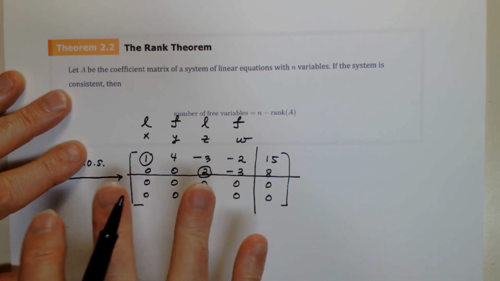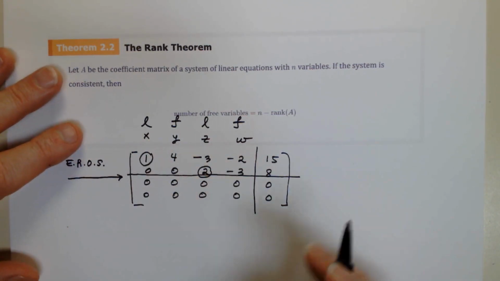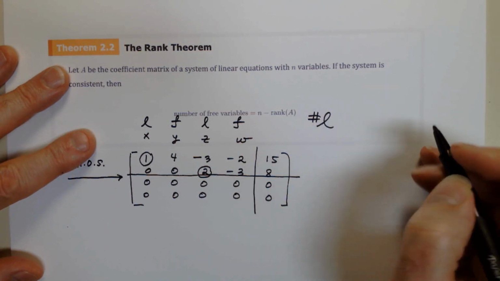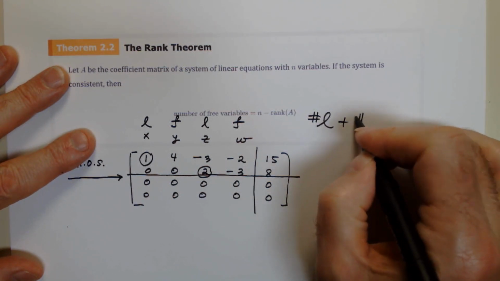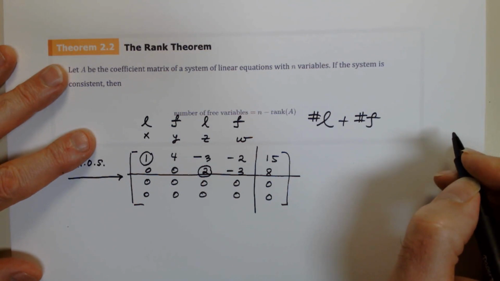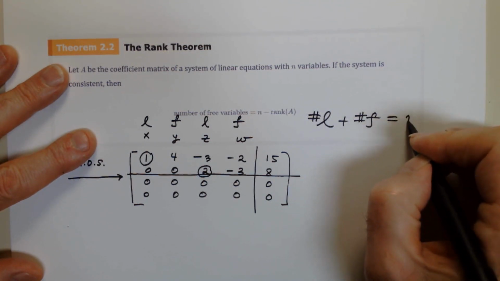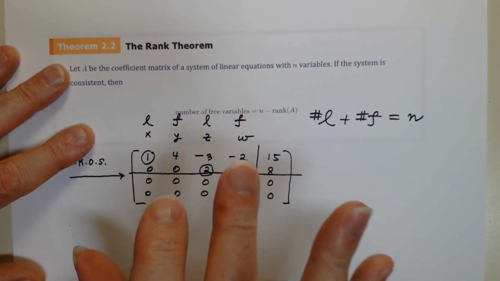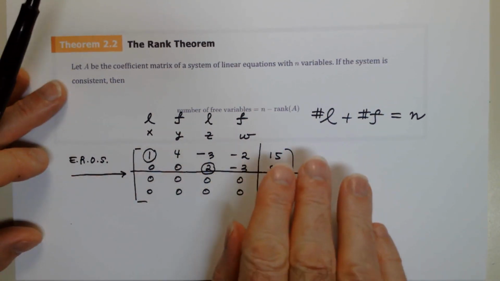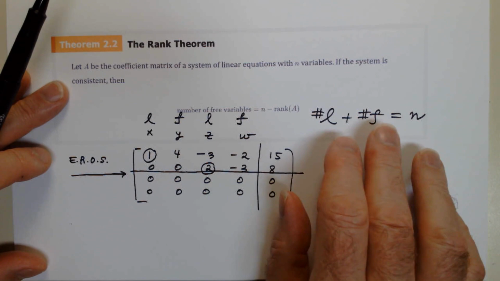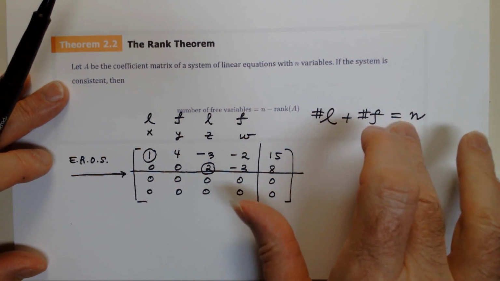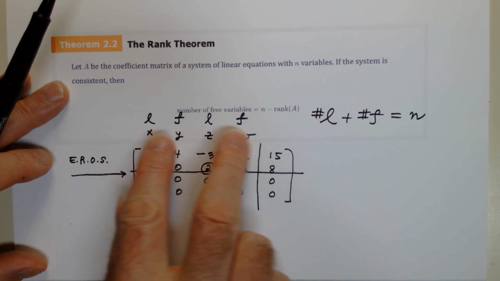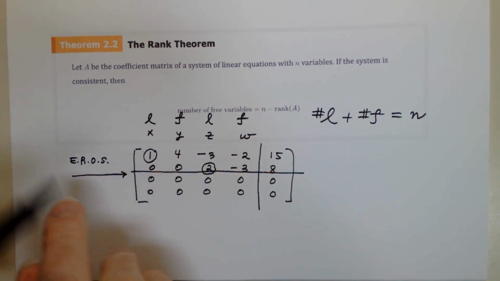So let's generalize this part of it, right? We're saying that the number of leading variables, the number of L, plus the number of F-type variables, always has to equal the number of variables n. And that's what we're being told in this problem, that there are n variables. So that's just saying the number of leading variables plus the number of free variables has to add up to the total number of variables. In our situation, the 2 plus the 2 has to give us the 4.